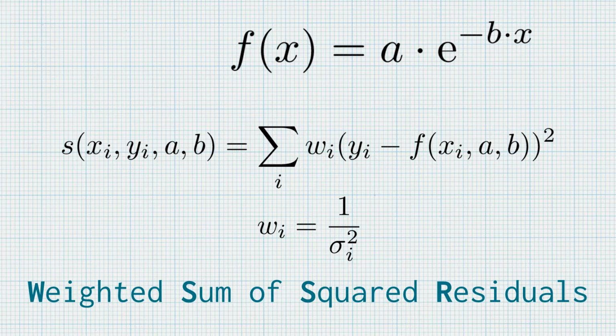And if weights are introduced, the error function is then called the weighted sum of squared residuals, or WSSR. So now that we understand curve fitting, let's see how it works in gnuplot.